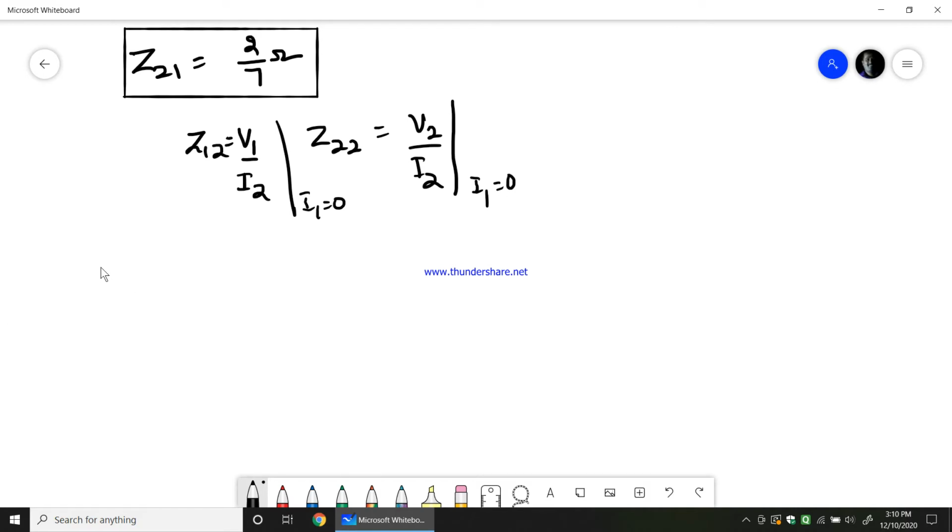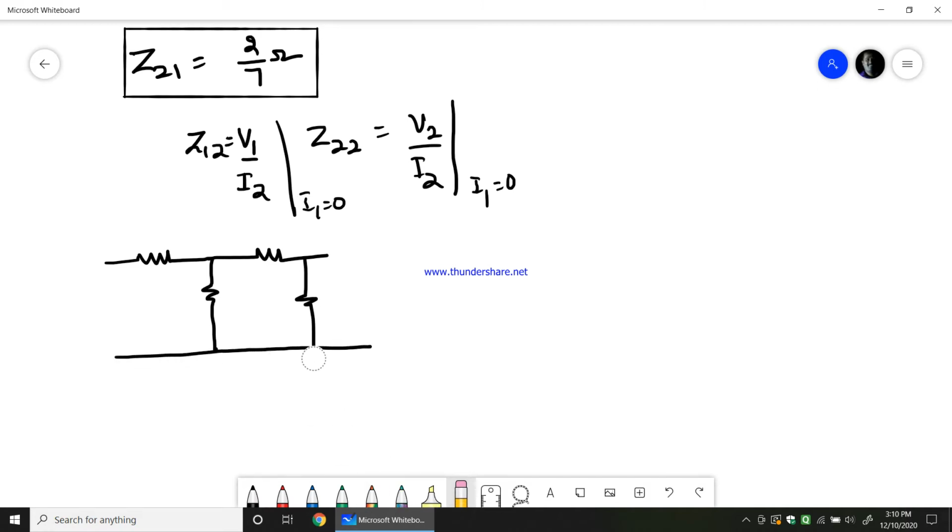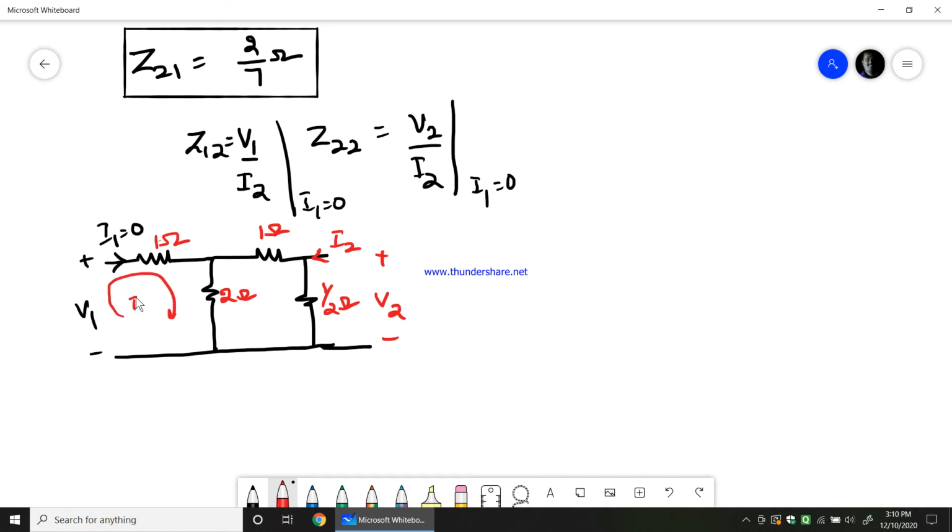Okay, so if I write back the same circuit once again, now I2 is there, I1 equals 0. This is 1 ohm, 2 ohm, 1 ohm, 1 by 2 ohm. Now you will see I2 will be there and this is V2. As I1 is 0, the current through this loop is 0. Therefore the voltage drop across this 1 ohm would be 0. There is no voltage drop across this 1 ohm. Therefore V1 would be the voltage across the 2 ohm resistance only.